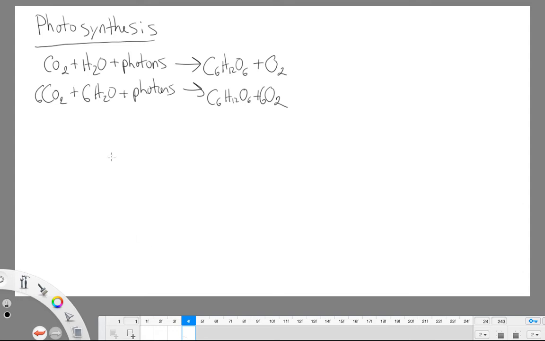Now, we can break down this process, and we're going to go through this process in a little more depth. But it can really be broken down into two reactions. The light reaction and the dark reaction.